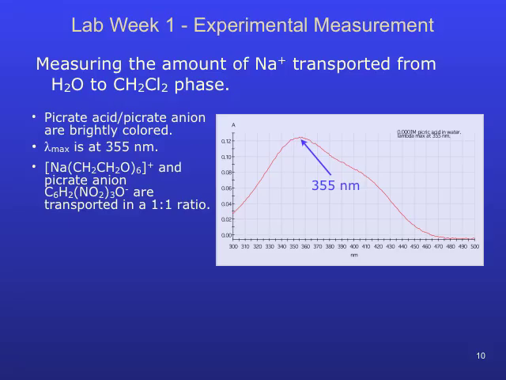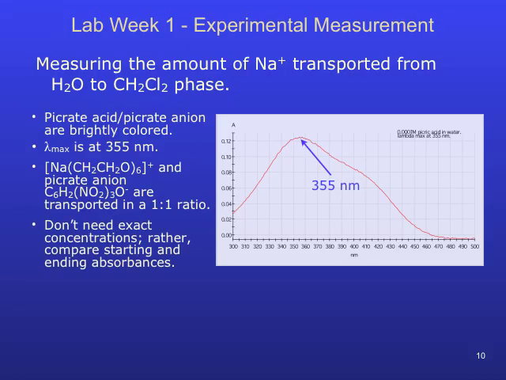After a period of vigorous mixing, the absorbance at 355 nanometer of picrate in the aqueous phase decreases due to the migration of the ion pair from the aqueous to the methylene chloride phase. By measuring the absorbance of the aqueous phase both before mixing and then after mixing, a quantitative measure of the transporting ability of 18-Crown-6 can be determined. Since only absorbance readings are needed to determine the effectiveness of 18-Crown-6, concentrations of any of these solutions are not required.